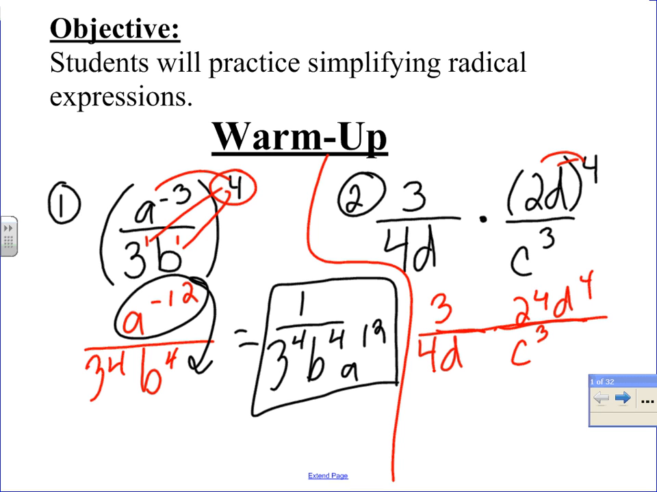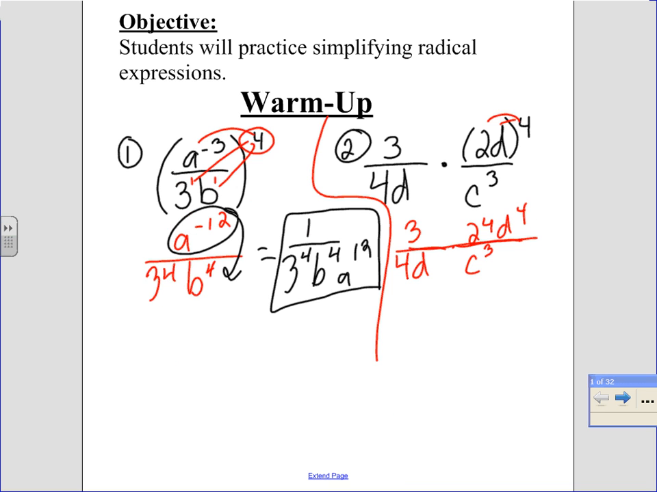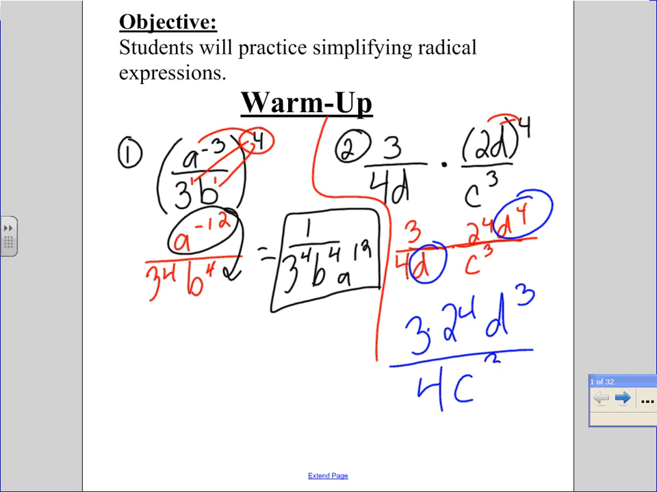All right, Haley L., what's the next step? Don't know. Garrett, what do you think the next step is from here? Which 2? Good job. Divide same base. I'm going to circle them. The letter D here. If you're dividing same base, what do you do with exponents? Subtract. So we subtract them. We get 3 times 2 to the 4th, d to the 3rd, all over 4c cubed.